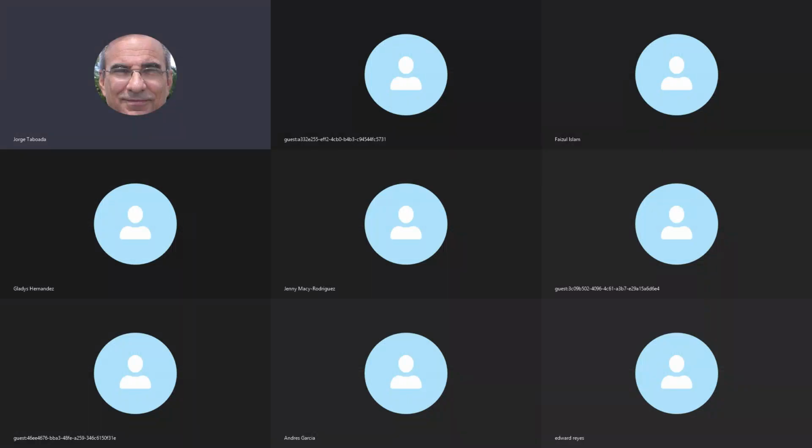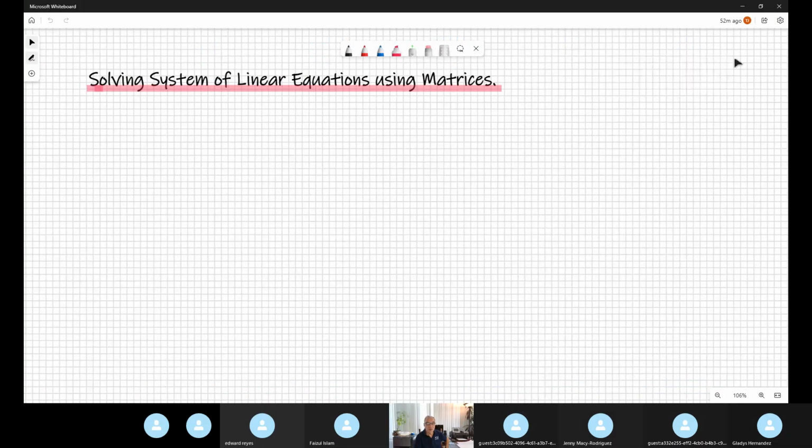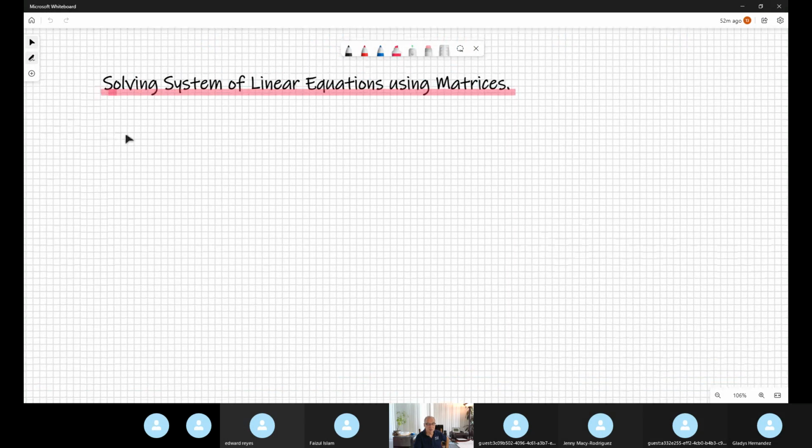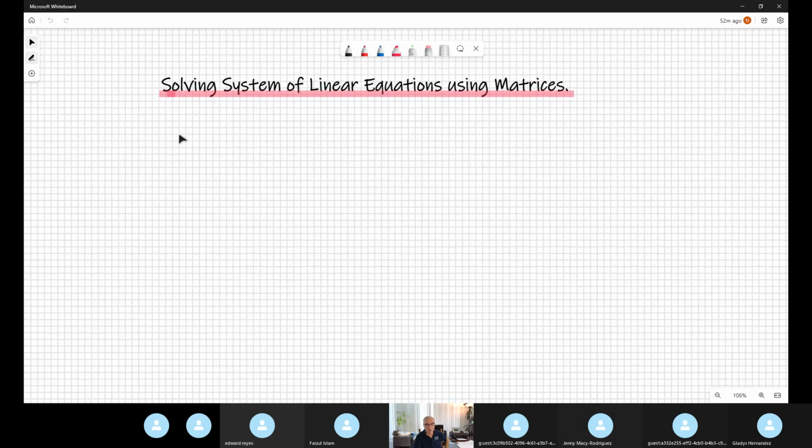The new problem? A big number is almost impossible to do by hand. So what is the idea? The idea is matrices. It's a matrix. What is a matrix?